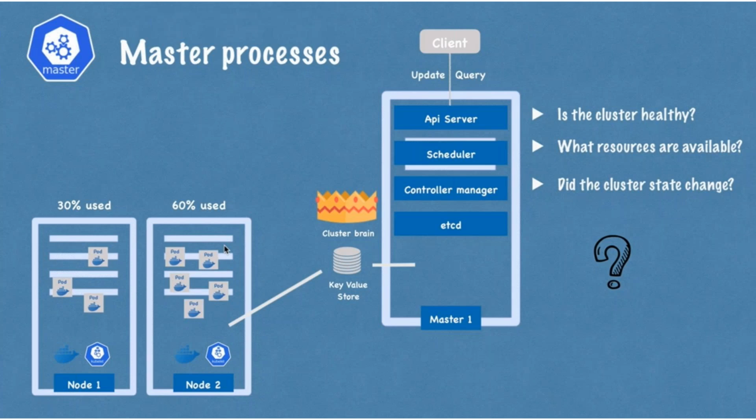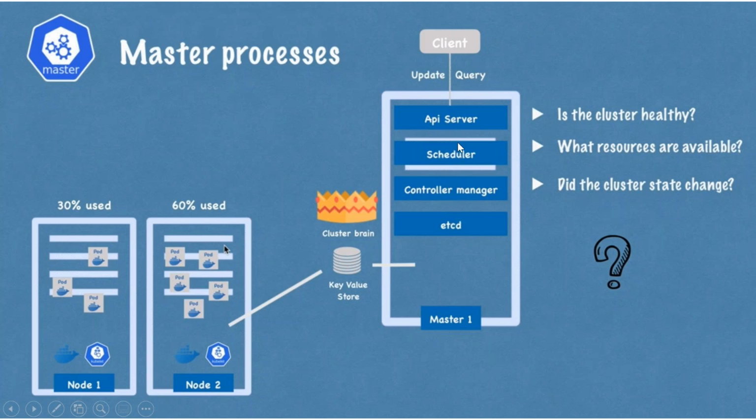Now, I told you that Kubernetes works on a master-slave architecture. So definitely there will be a master and n number of worker nodes. When I say master, a master machine or a master process will basically have these four major components.